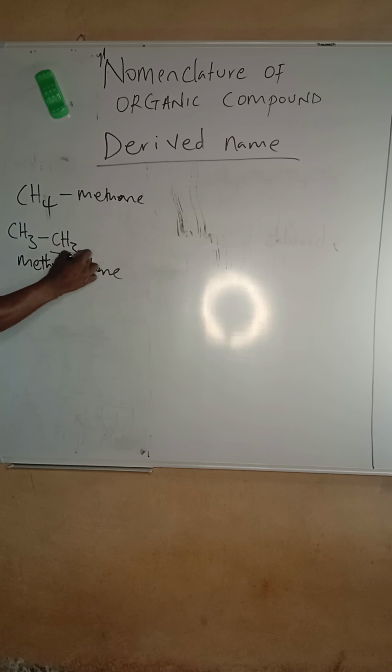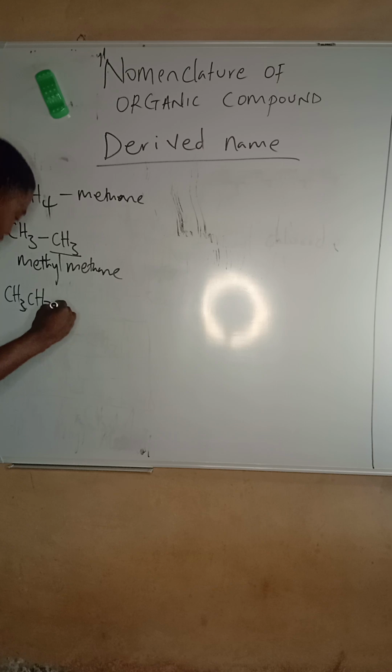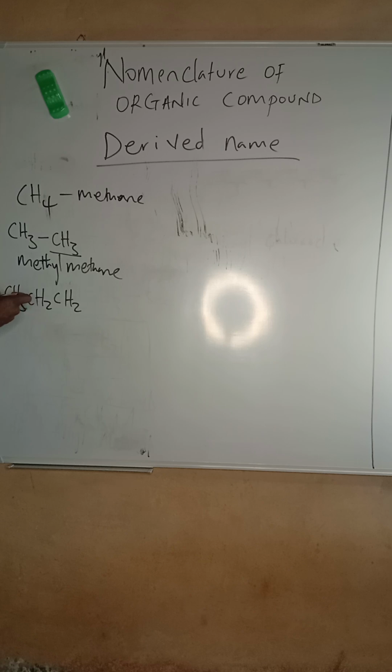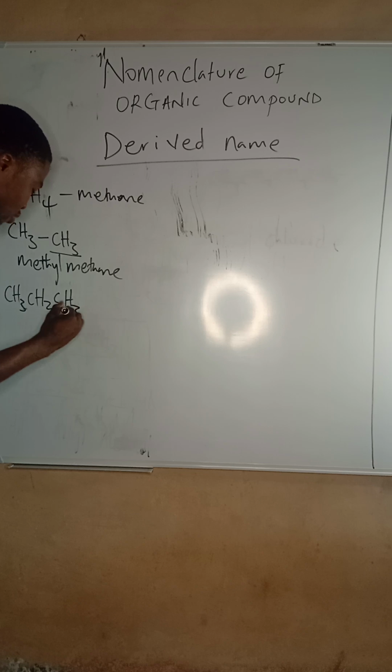It's like deriving the name from the parent. So this is the methane aspect. Replace it with methyl methane. Okay, let's take it from this aspect. So we have CH3, CH2, and I have CH3. Now, normally, those of us that are very sound, you know that this is propane.